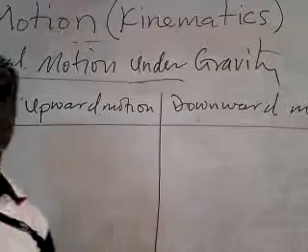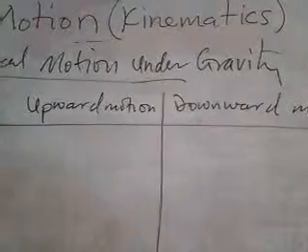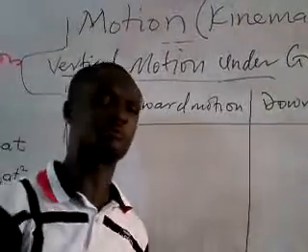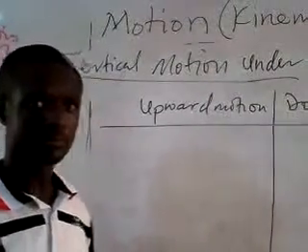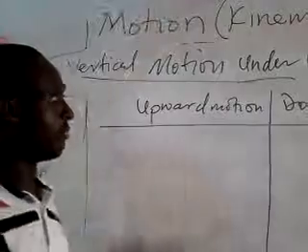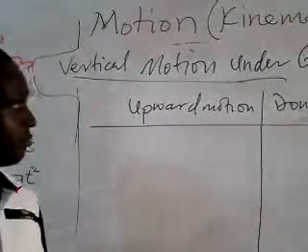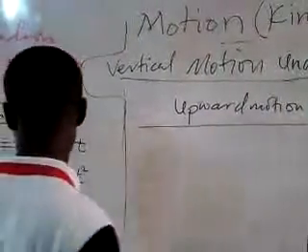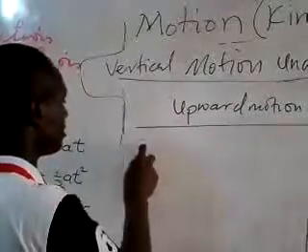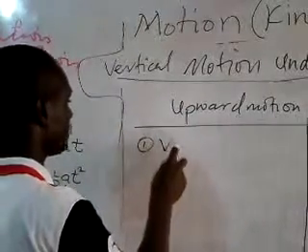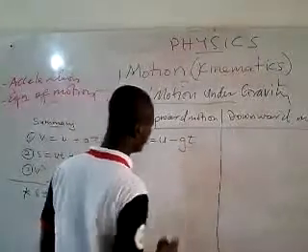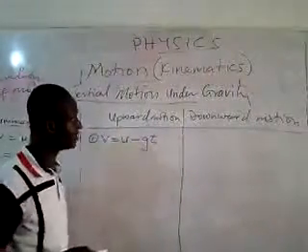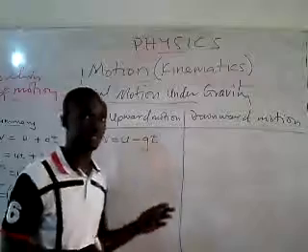For example, when an orange falls from the tree to the ground, it undergoes downward motion. And when we throw a ball upwards, we have upward motion. And for that matter, the first equation of motion will become V equals U minus GT, where G is the acceleration due to gravity, motion under gravity.